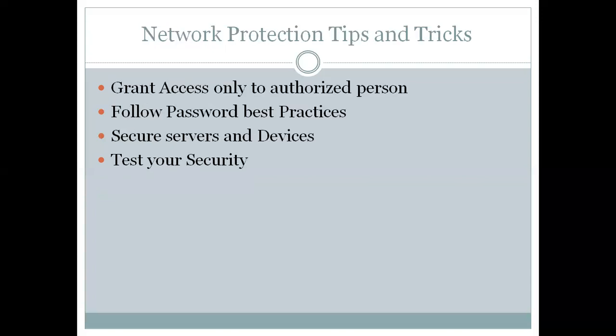The next topic is network protection tips and tricks. The first one is to grant access only to authorized persons. We have to identify the authorized persons and provide access only to them, and that activity should be logged properly for audit purposes. The next one is to follow password best practices. Sometimes we avoid using complex passwords, which makes it easy for attackers to guess them. So the password should be complex and of proper length, so that it cannot be cracked easily by the attackers.